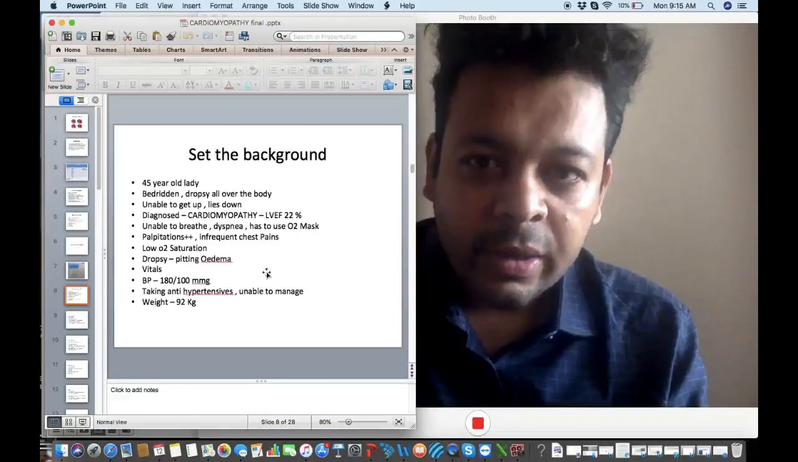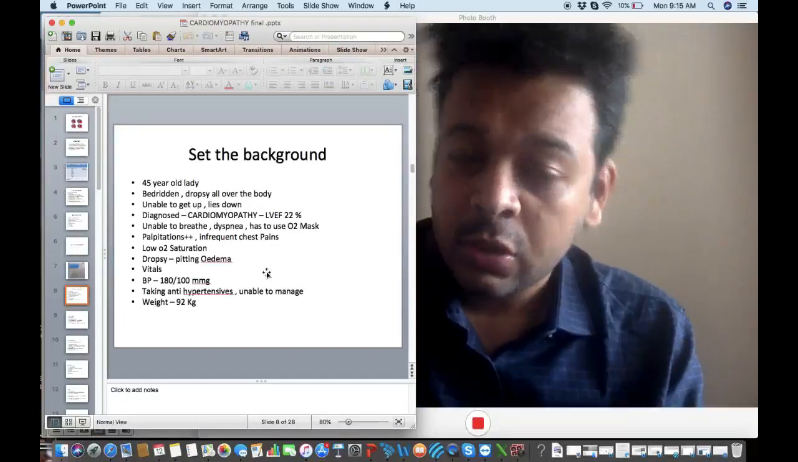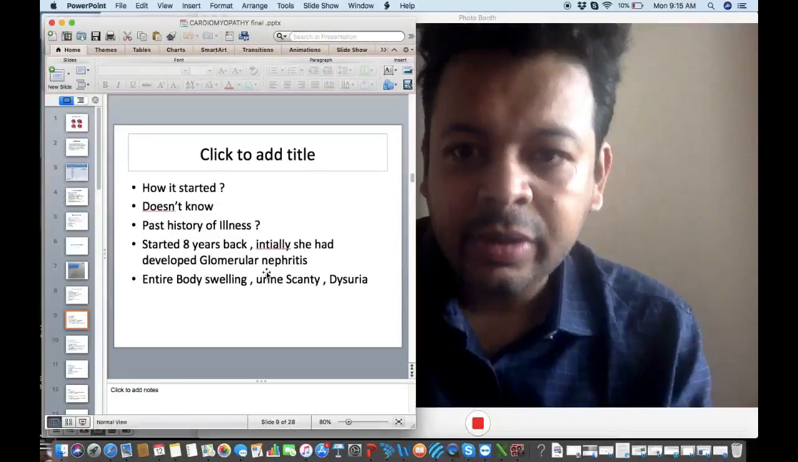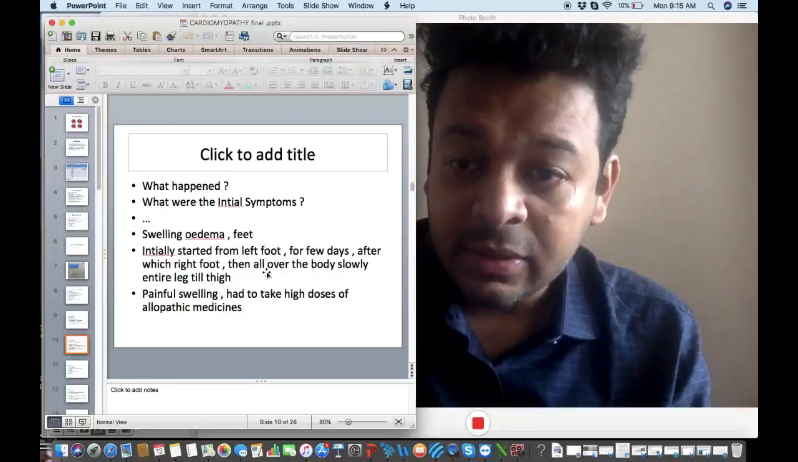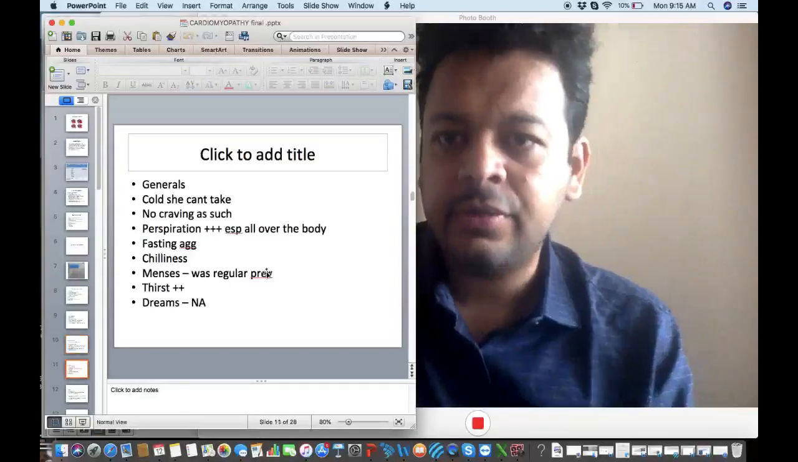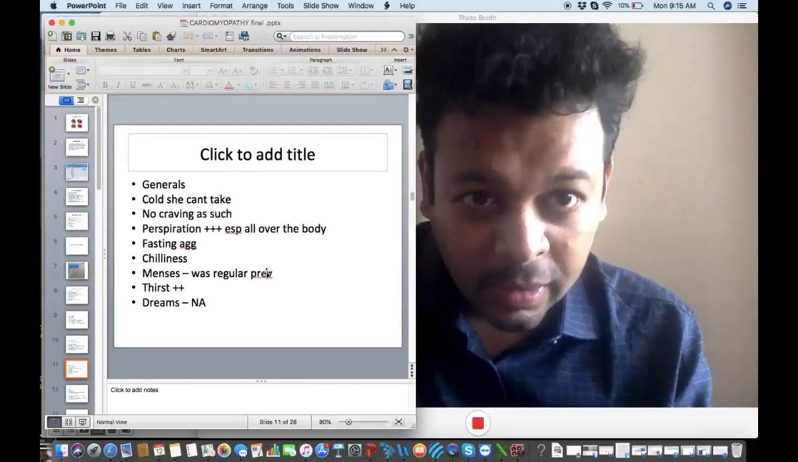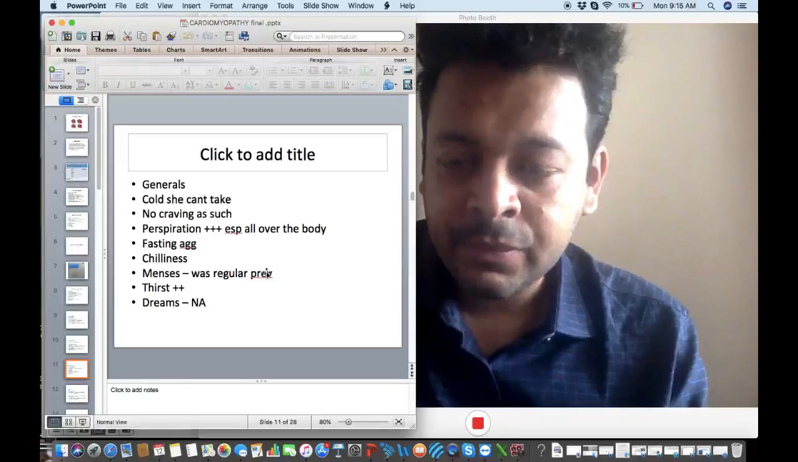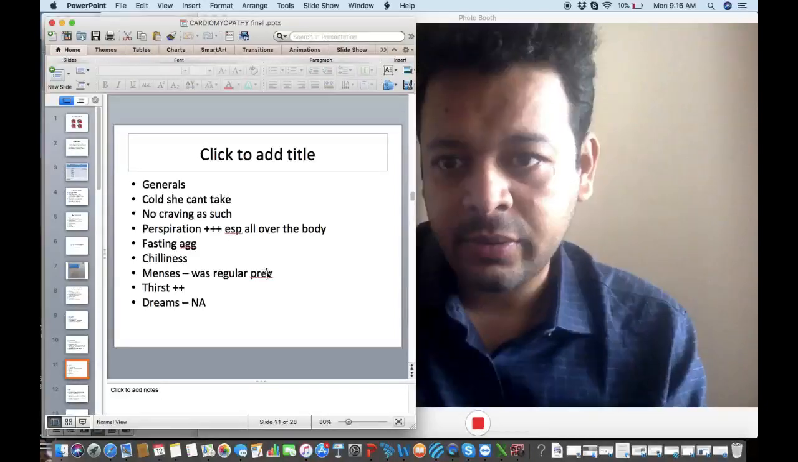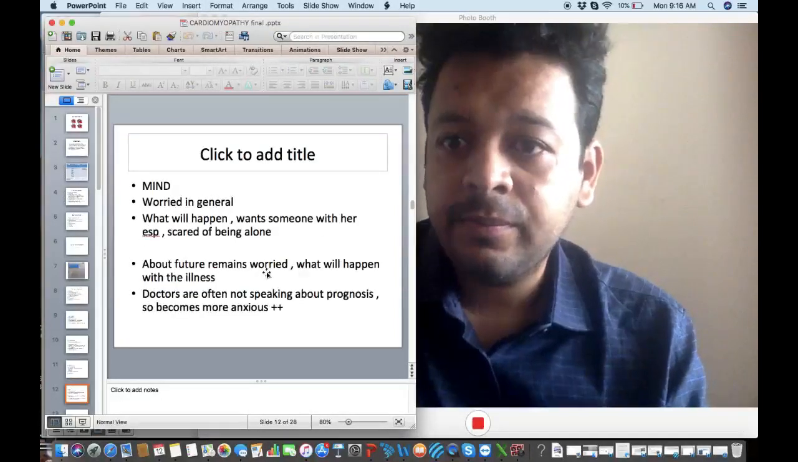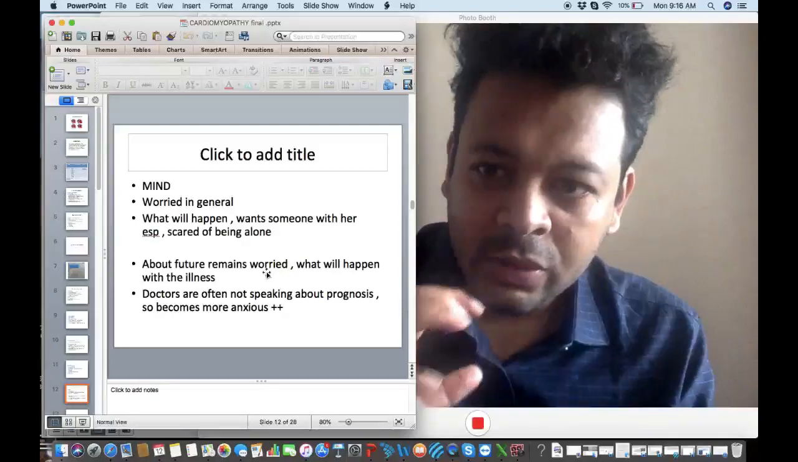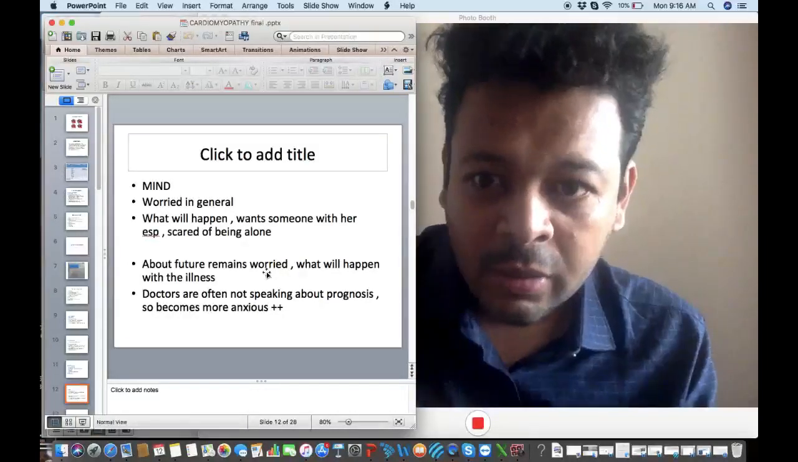Now in homeopathy, it is very important to understand the state behind the symptoms. So I tried to understand, and she had a history of a lot of urinary tract infections. The initial symptom was swelling, first in the left foot, then on the right, and she had taken a lot of allopathic medications. In homeopathy, it is important to understand the person in the disease. She had a lot of sweat all over the body. She couldn't tolerate fasting, and was very thirsty. Her main state was that she was very, very anxious, and her main anxiety was for her family members, her future, and about insecurity.